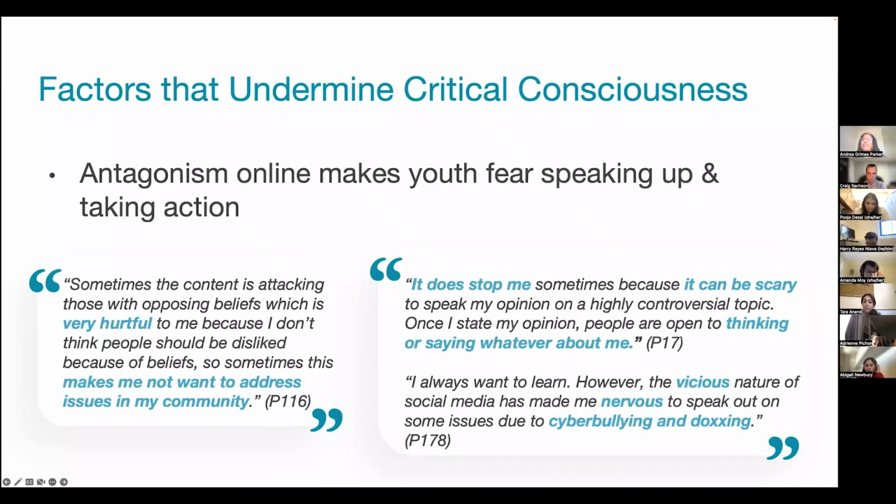P17 was also scared to speak up, noting, it does stop me sometimes because it can be scary to speak my opinion on a highly controversial topic. Once I state my opinion, people are open to thinking or saying whatever about me. And then P178 provides an additional perspective, noting that while they always want to learn, which is an example of critical reflection, they are inhibited from speaking out due to concerns over cyberbullying and doxing.